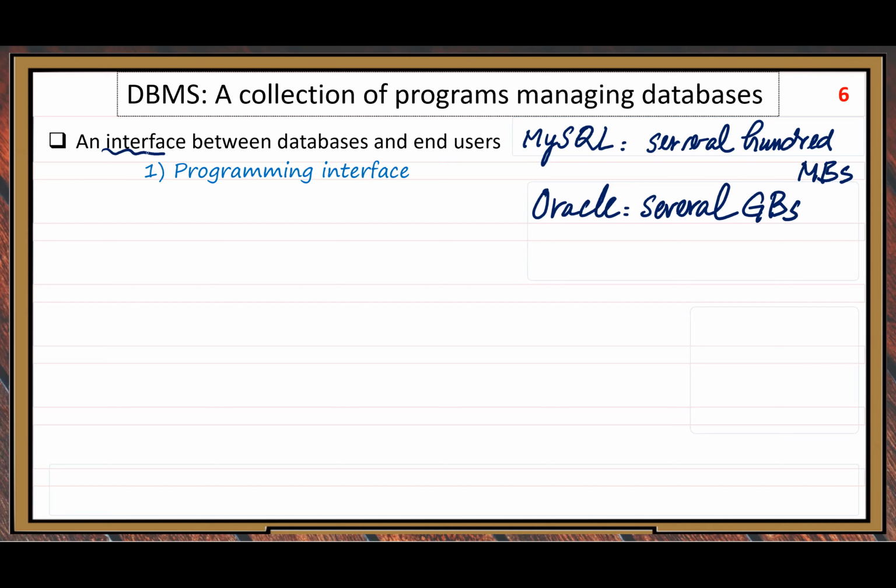The first one is for us, as programmers. When we write programs to manipulate the business data, we need a programming interface. How do you pass your database queries to the DBMS? You need some interface to do that. That's one type. Another type is the administration interface.